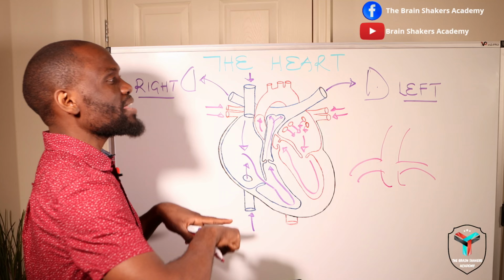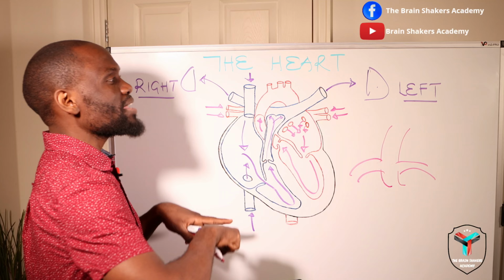This is oxygenated blood that is coming through the pulmonary veins, and then it will come out on these openings here and will be channeled down through the left atrioventricular valve, which is also known as the bicuspid valve, and blood then gets to the left ventricle.